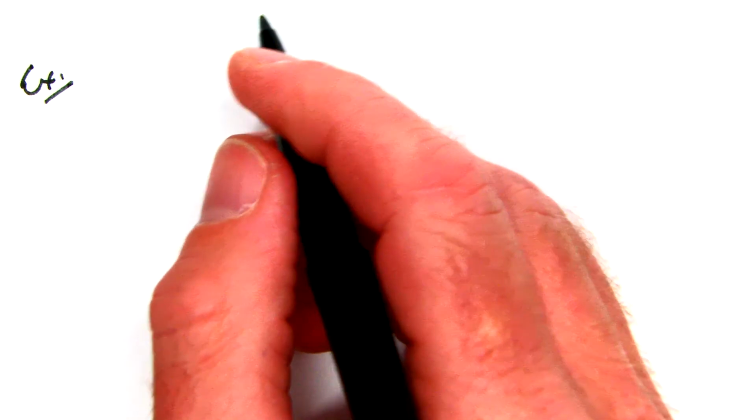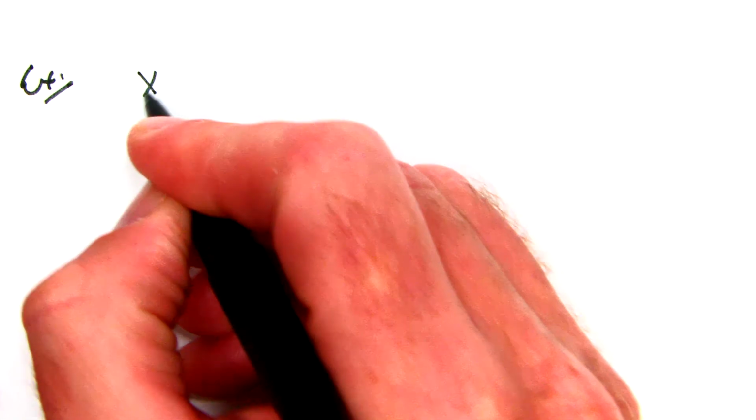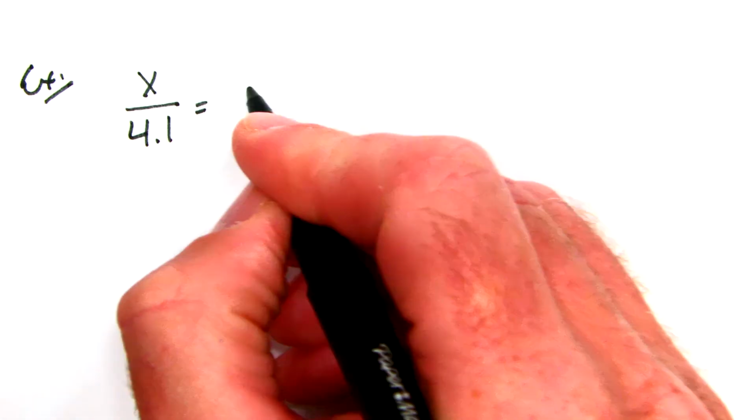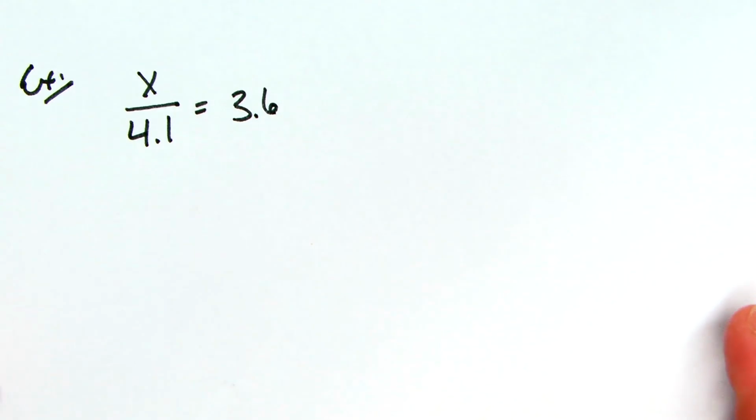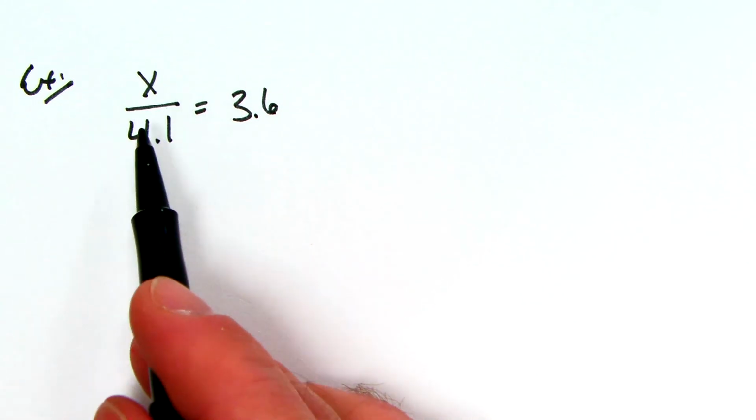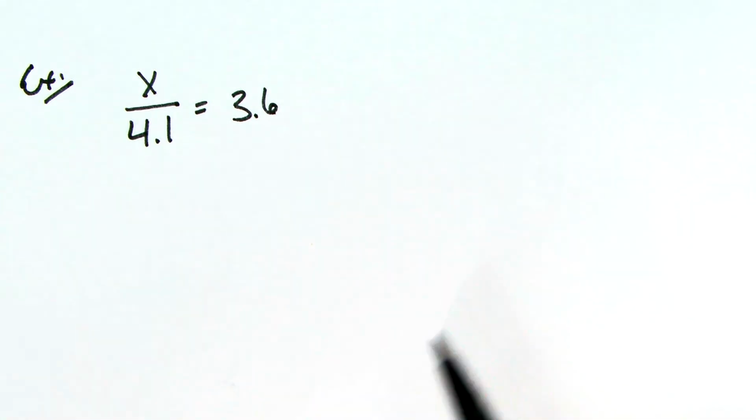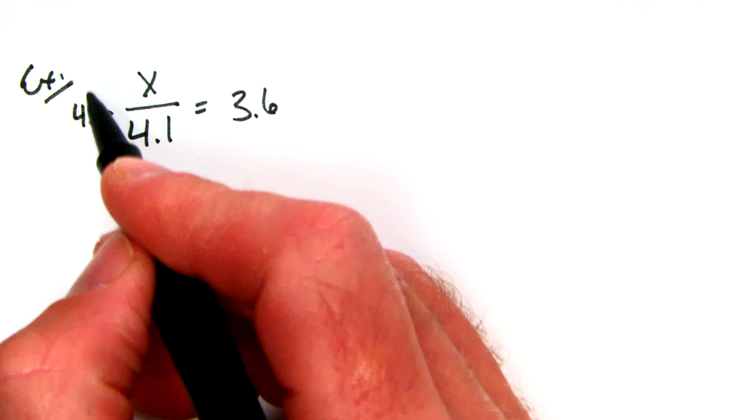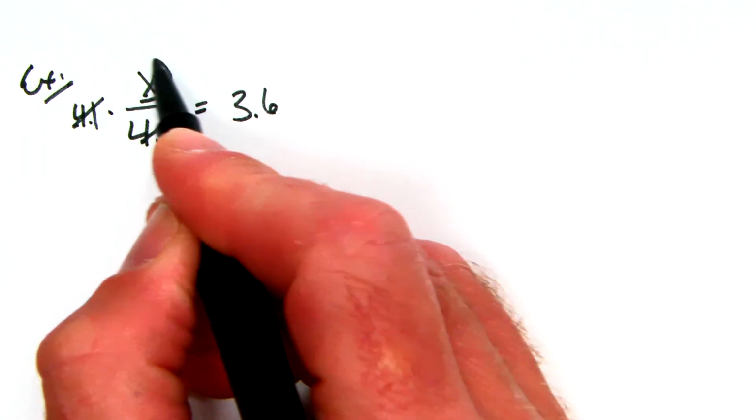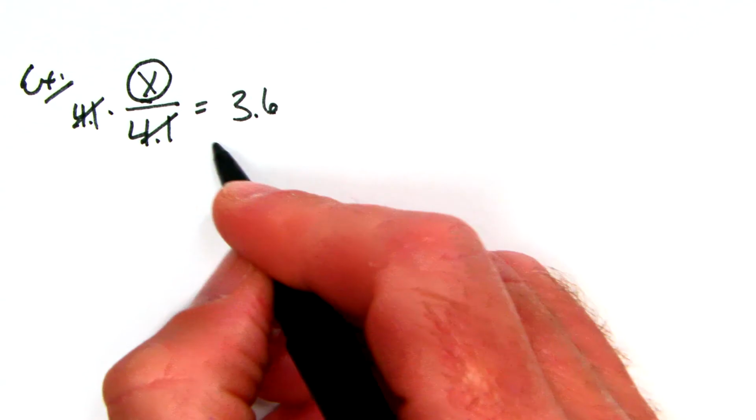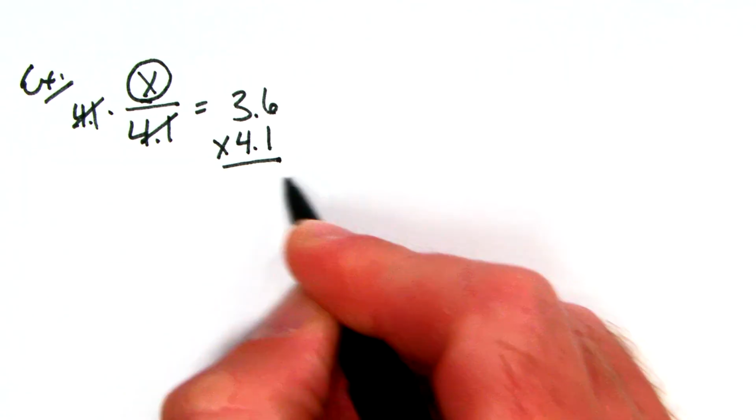Now we've done subtraction, multiplication, and addition, so let's do some division. Let's say x divided by 4 and 1 tenth is going to equal 3 and 6 tenths. What is our expression wanting us to do? It wants us to divide. So what do we do? We're going to multiply. We're going to multiply this whole side by 4 and 1 tenth. That cancels those terms out, isolating our variable. Whatever we do to one side, we do to the other. So we're going to multiply this side by 4 and 1 tenth.